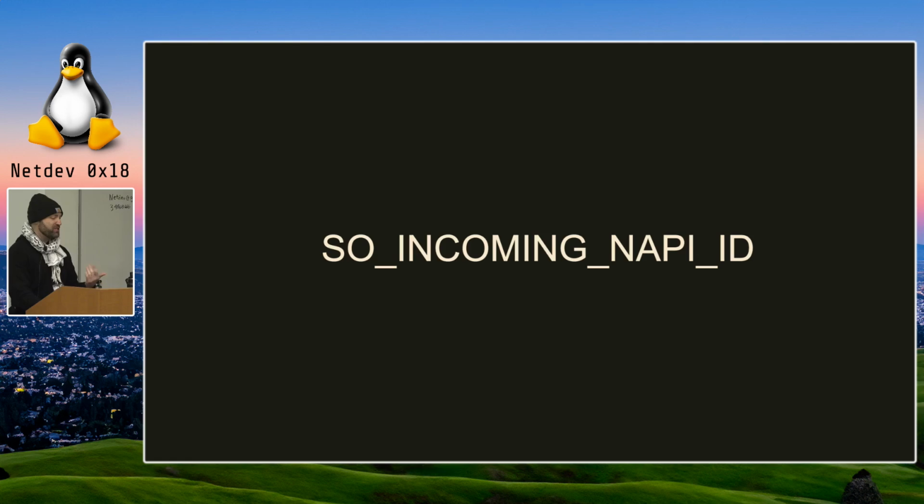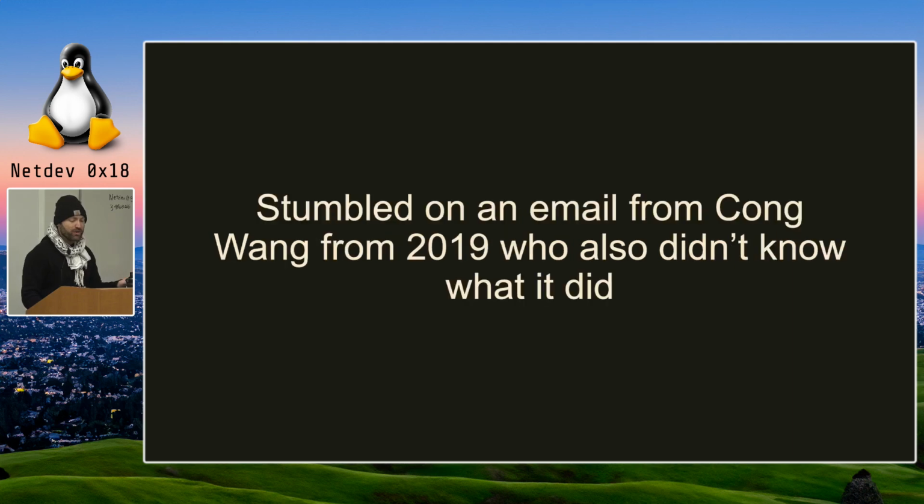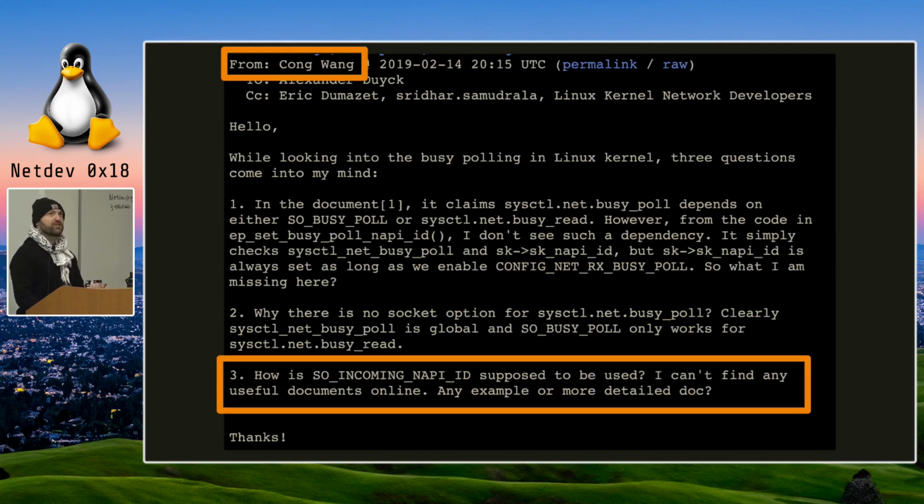I saw mentions of this in the kernel. I was just like, what is this thing? I have no idea what this does. I spent a bunch of time Googling it. I had no clue what this thing was for. And I stumbled on an email from somebody named Kong Wang in 2019 who also didn't know what it did. This is the email to the public mailing list. Look at number 3 on the bottom, highlighted in orange. It says, how is SO_INCOMING_NAPI_ID supposed to be used? I can't find any useful documents online, any example or more detailed doc.